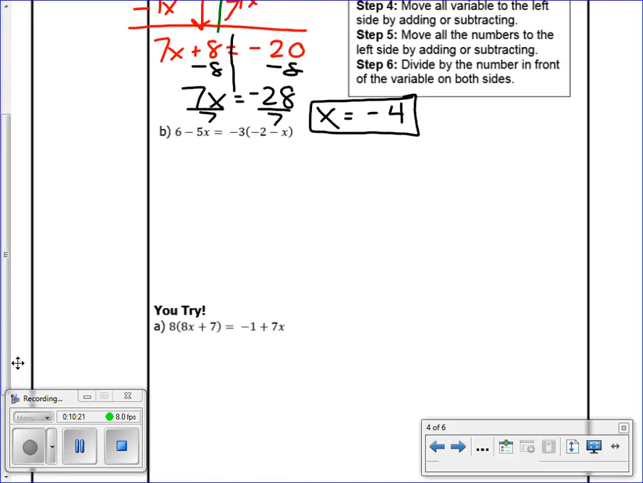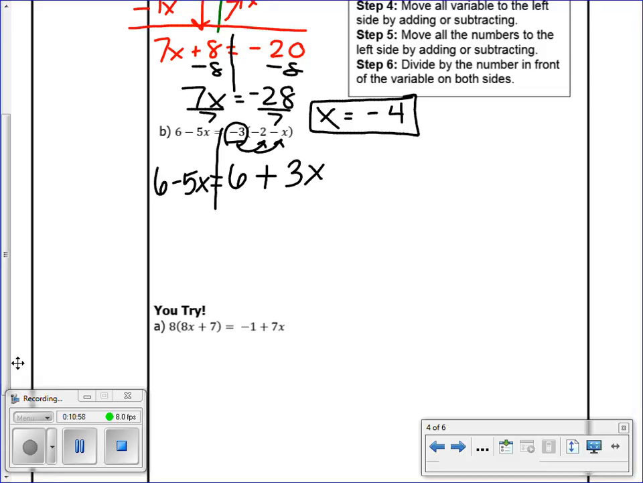So let's think about those same steps for letter B. Clear the fraction. I have no fractions, so I don't have to clear it. Distributive property. Yes, I have to distribute -3 to -2 and -x. So be very, very careful with your negatives here. -3 times -2 is +6. -3 times -x is +3x. And then on the left, we have 6 minus 5x.